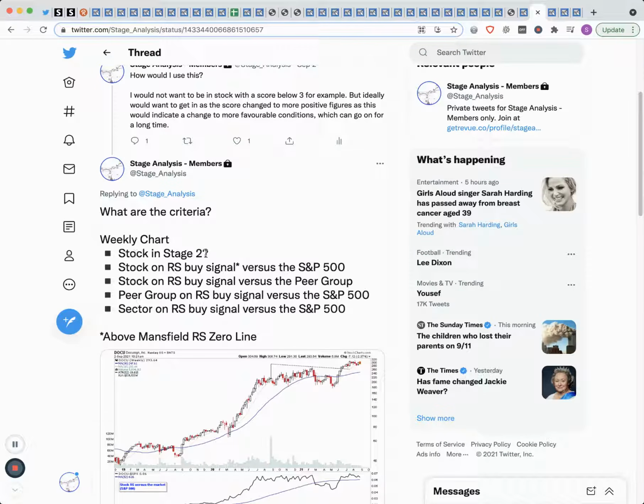So it's a stock that's in stage 2. It's on an RS buy signal versus the S&P 500. The stock is on an RS buy signal versus its peer group, which is the industry group. Its peer group, the industry group, is on an RS buy signal versus the S&P 500 itself, and the sector is on an RS buy signal versus the S&P 500. So if all 5 of those are true, it would get a score of 5.